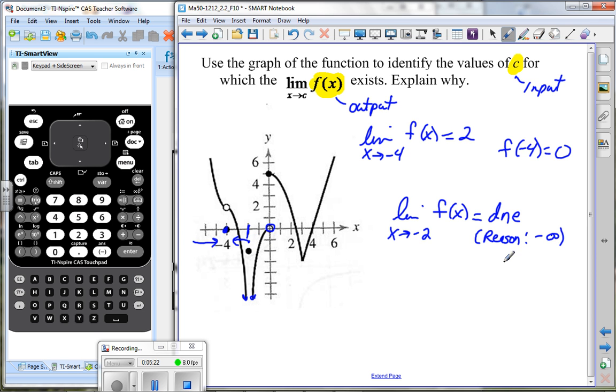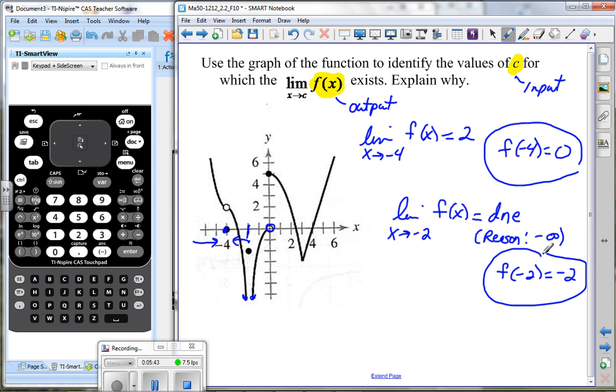By the way, is there an f of negative 2 value? What's that dot mean? Yeah, it's kind of stuck right there. It does have a value, okay? So again, this is a little preview of section 2.5. Just kind of hang on to those. Don't think about it too much now, but we're going to be working with that in 2.5. Okay, so here we know that the limit does not exist.